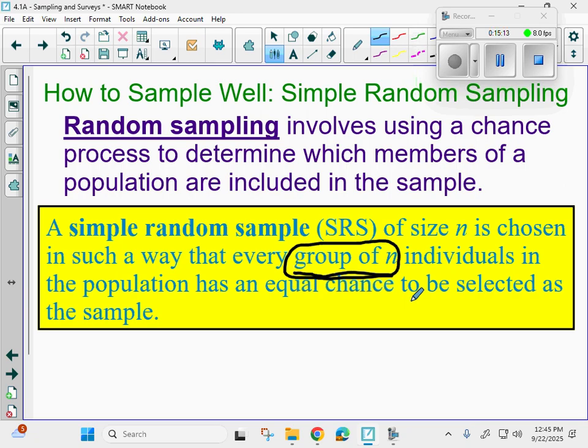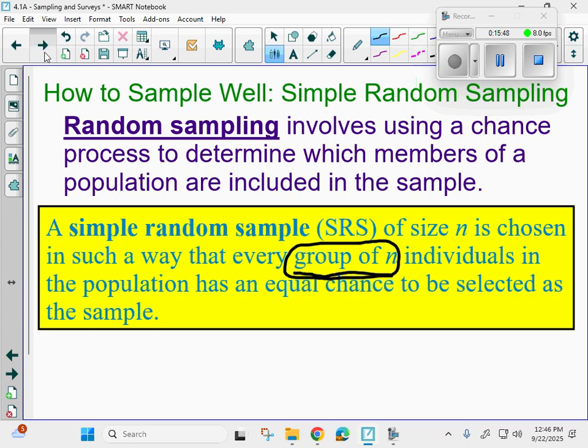So maybe I want to sample 30 Devlin students and figure out how tall they are, all right? So that means that every group of 30 has to have the same chance of being chosen. Maybe I want to ask 10 people, which is fine. Your sample size can be whatever, but it can't be 1, all right? So that would mean that every group of 10 has the same chance of being chosen. All right, so that's what a simple random sample is. Be sure you pick the one that has every group of size n. Not every individual has the same chance of being chosen.